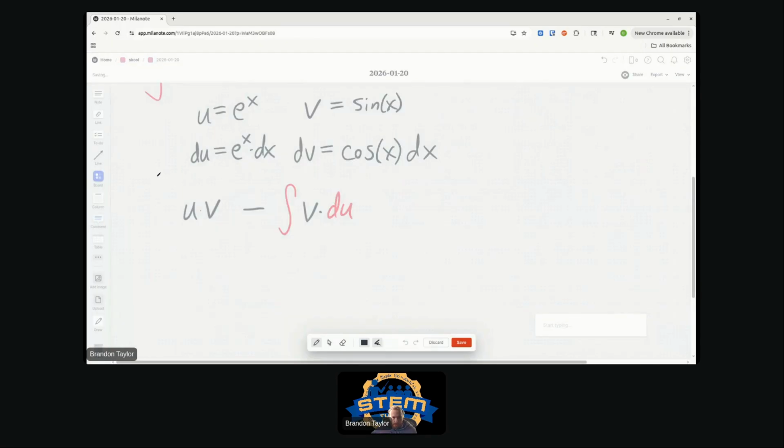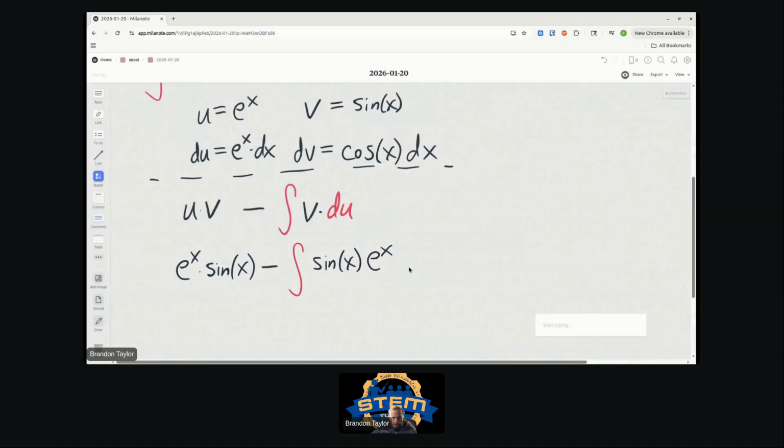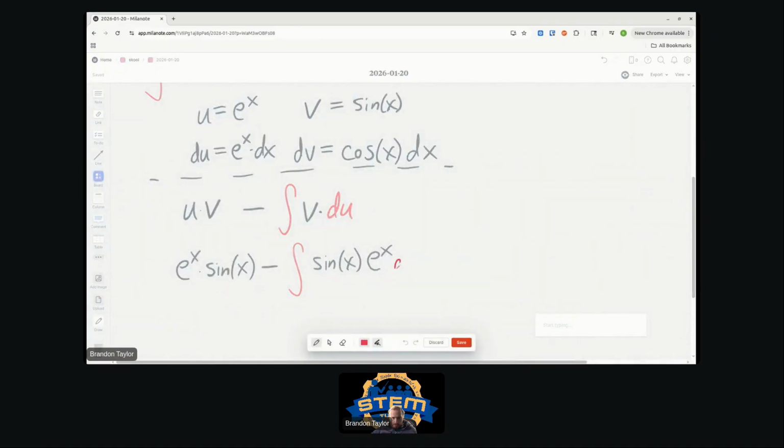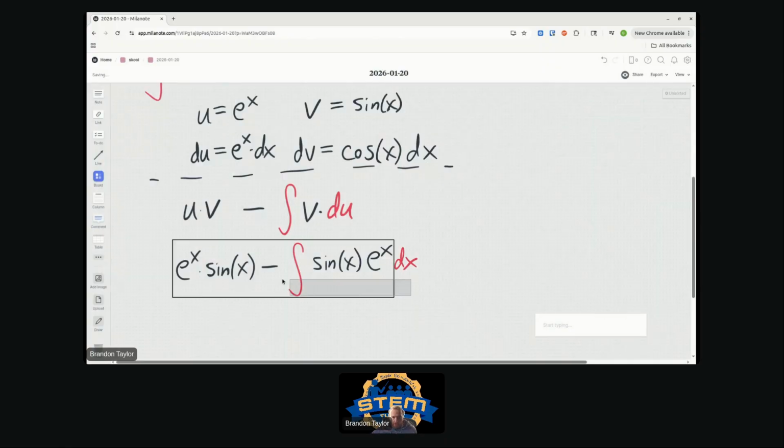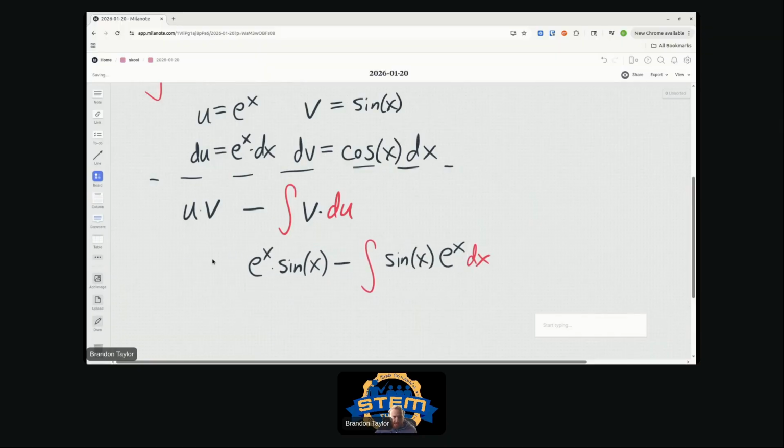Let's see, that'll be e to the x times sine of x minus the integral of basically v, which is sine of x, times e to the x dx. All right, because e to the x dx is du in addition to being u. So if we do 1 round of integration by parts, we get this.